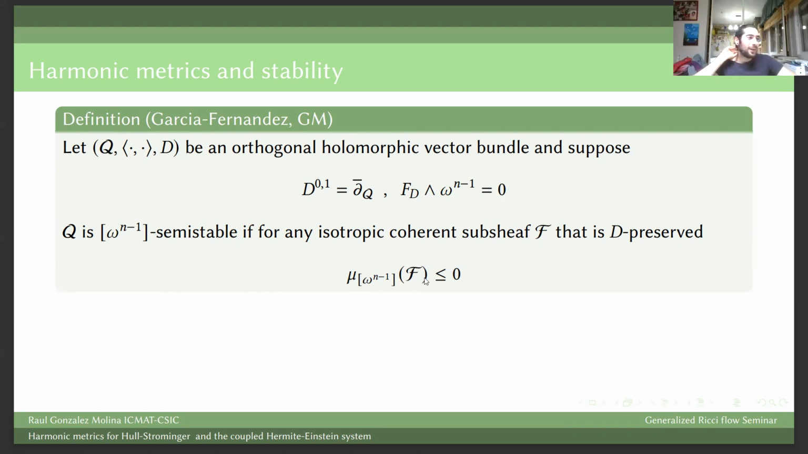This is a parallelism with the usual notion of semi-stability. There you have a slope and you have a degree, etc. Here it is much the same thing, but with these new issues that the subsheaf is isotropic and that it is preserved by the connection. Okay. So where are you using the harmonic metric, or is this definition independent of it? Yes, it is independent, but it will appear in a second. But for now, yes, it is independent.